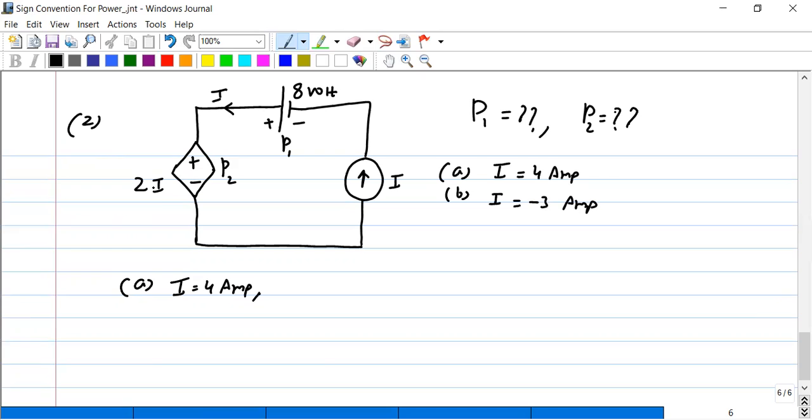So this is nothing but a voltage source. But it depends upon what? Its value is 2 into I. It depends upon the current. So it is a current dependent voltage source. It is a voltage source, but it depends upon what? It depends upon the current because the value of this source is 2 into I.